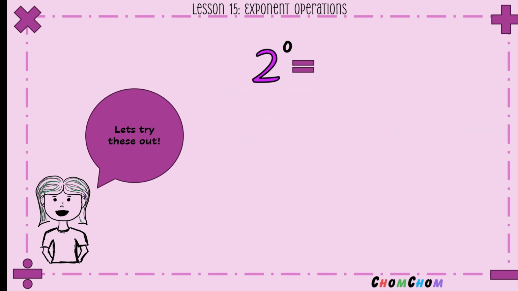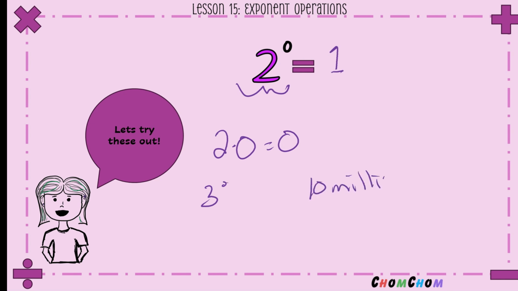Now let's say we have 2 to the 0. Typically when we have a 0 in multiplication, right, we just end up with 0, but we have an exponent raised to 0. It's a little bit different. So essentially what we get is just 1. 3 to the 0, 10 million to the 0, all are just going to equal 1.